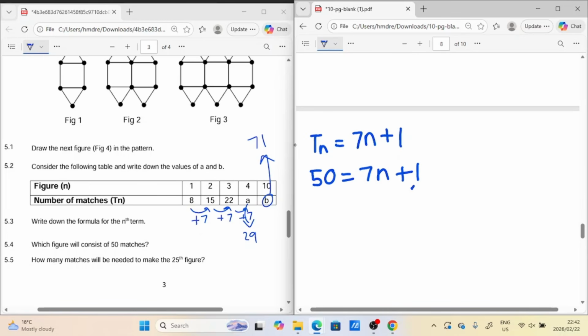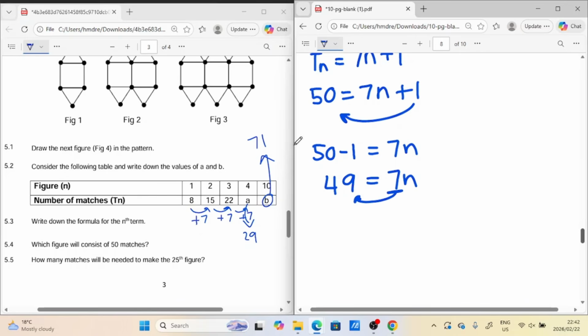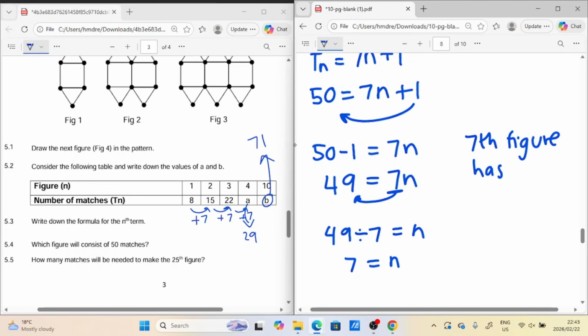So I was adding 1, I'm going to take it across and subtract 1. So 50 minus 1 is equal to 7n. 50 minus 1 is 49. I was timesing by 7. I'm going to take it across and divide by 7. So 49 divided by 7 is equal to n. 49 divided by 7 is 7. So we know the 7th figure has 50 matches.